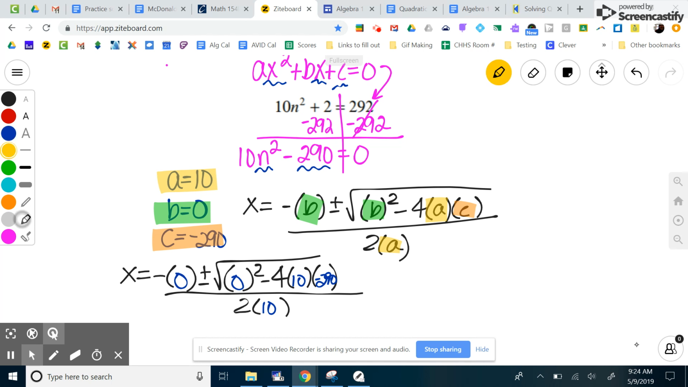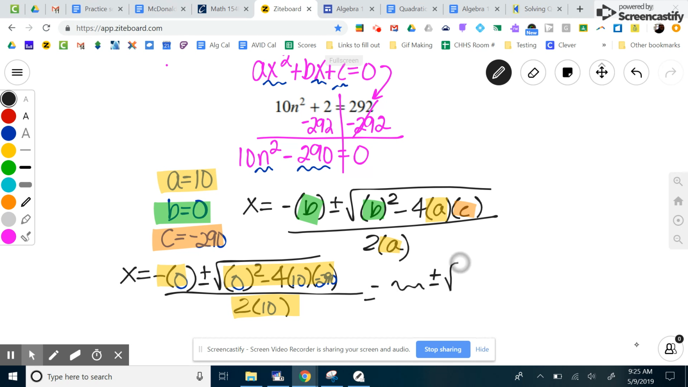I'm always going to simplify in three locations. I know I'm going to end up with this form: some number plus or minus the square root of some number, divided by some number. So the opposite of 0 first. The opposite of 0 is still 0. Next, I need to type all this in my calculator. Pause your video and type it in your calculator.